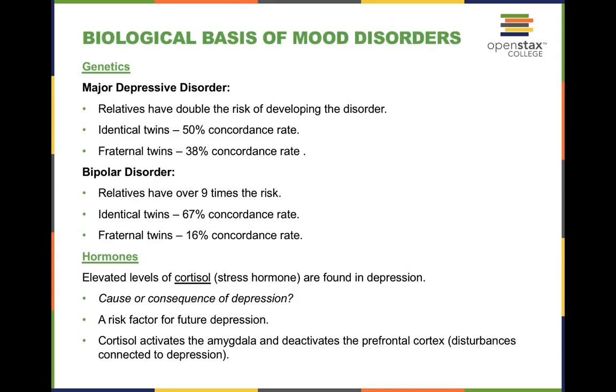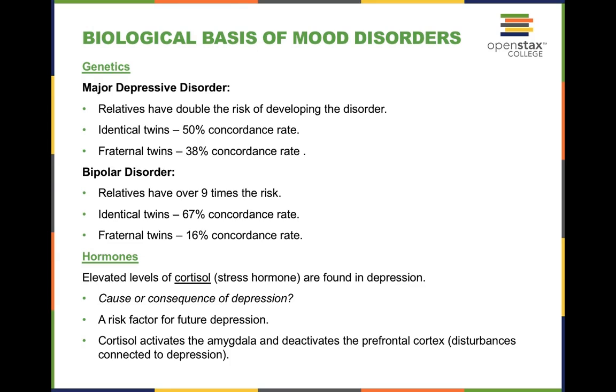When it comes to the biological basis of mood disorders, when it comes to MDD, relatives have double the risk of developing the disorder. And I find interesting twin studies associated with mental disorders. Individuals who are identical twins, if one has MDD, there's a 50% concordance rate. With fraternal twins, it's a 38% concordance rate.